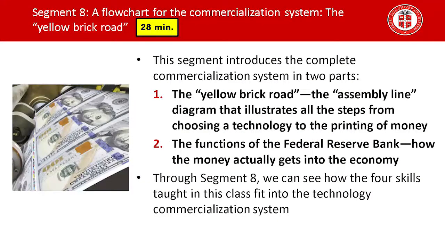Segment 8 now gives us the flow chart for the commercialization system. I've termed it the yellow brick road because I use yellow highlighting on the diagram. This segment introduces the complete commercialization system in two parts. The yellow brick road, that is the assembly line diagram that illustrates all the steps from choosing a technology to the printing of money, and the functions of the Federal Reserve Bank, how the money actually gets into the economy. Through segment 8, we can see how the 4 skills taught in this class fit into the technology commercialization system.